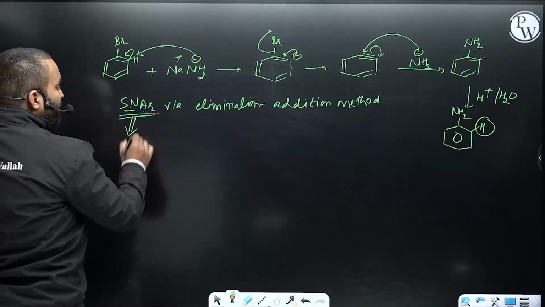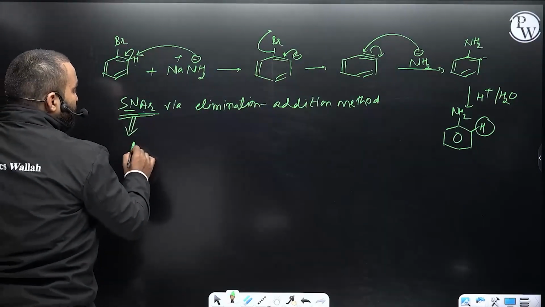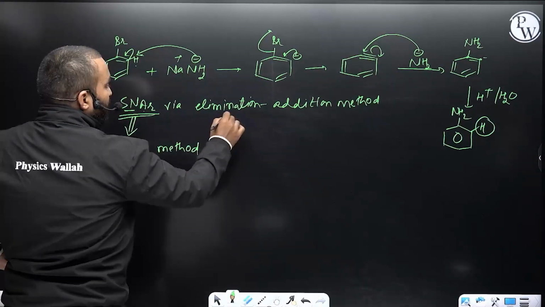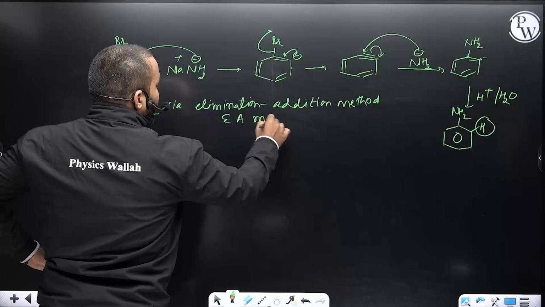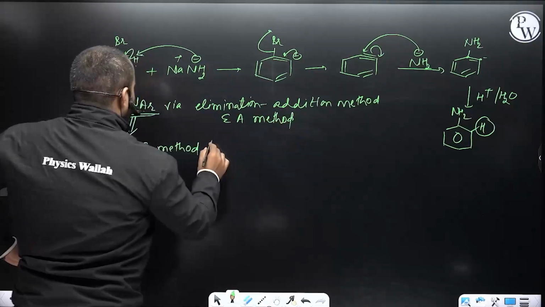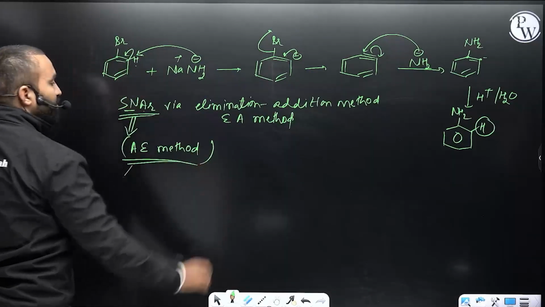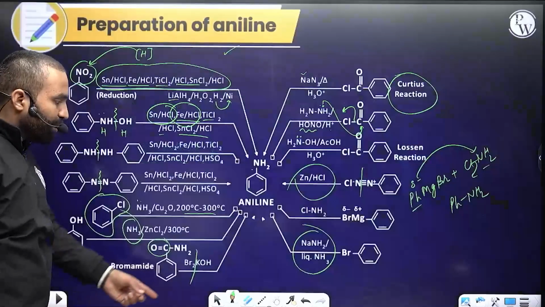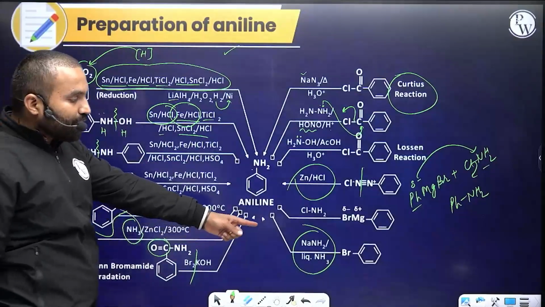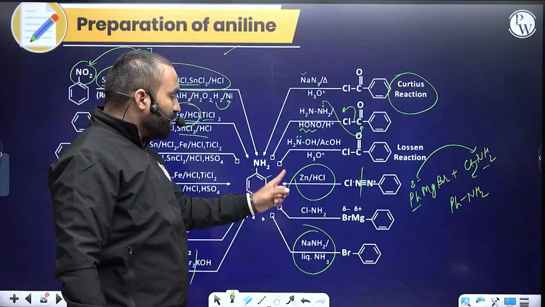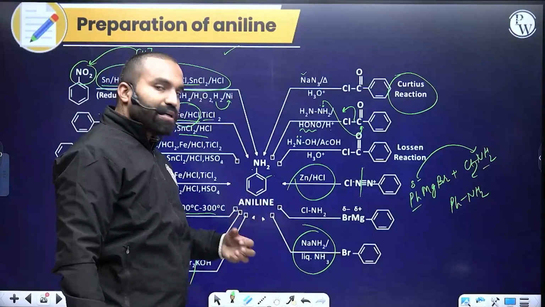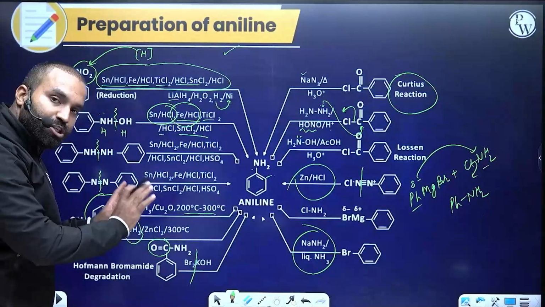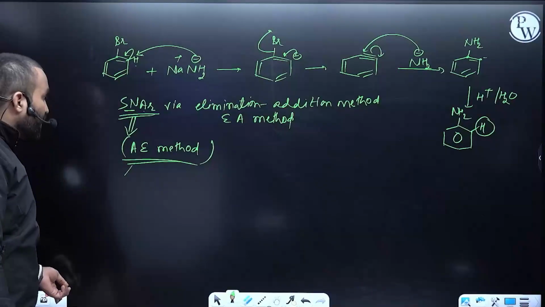The second method is via the addition elimination method, the AE method. This was your EA method, elimination addition. Which method is being followed here, everybody? We are removing this hydrogen from the beta position. That's the elimination addition method. All the reactions are clear, everybody, on this page. Shall we proceed? Let's go ahead.